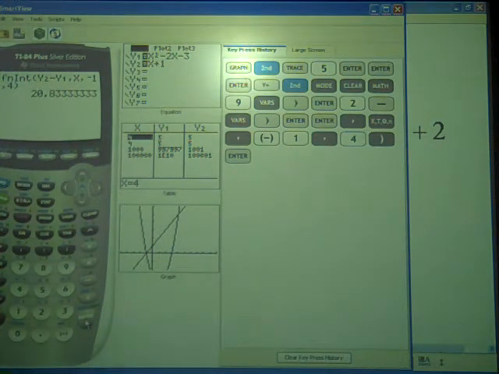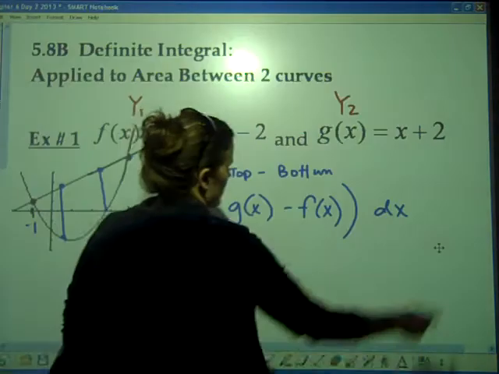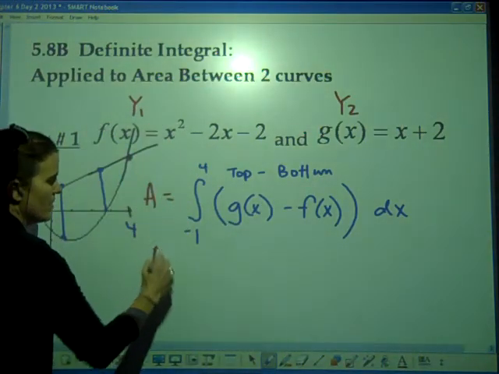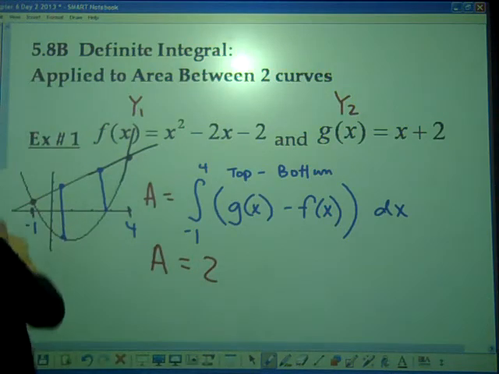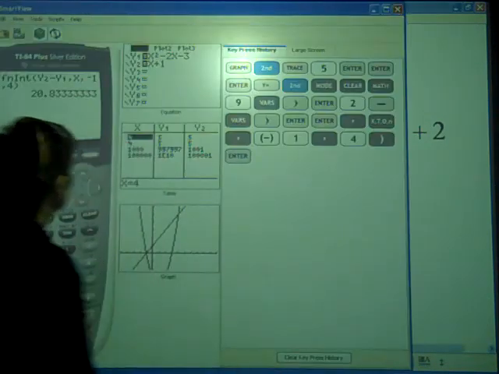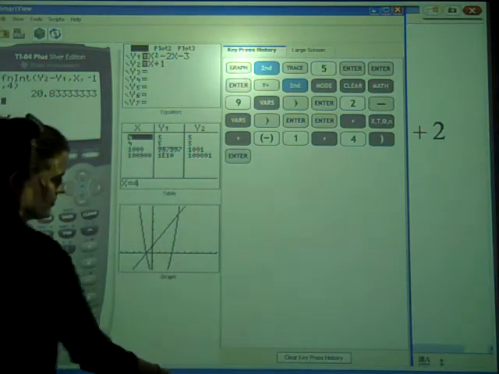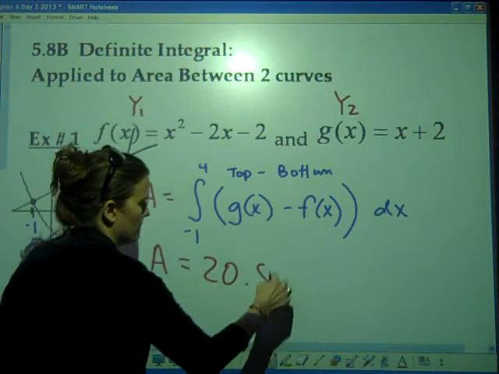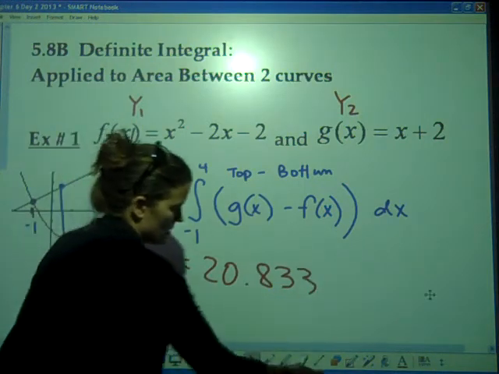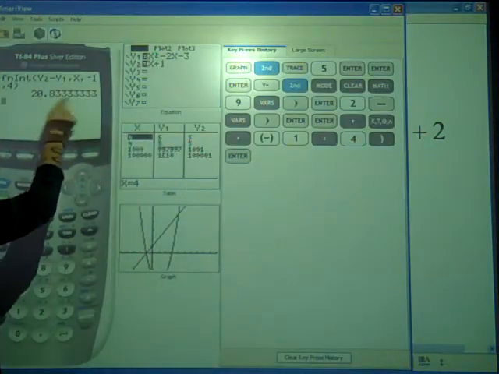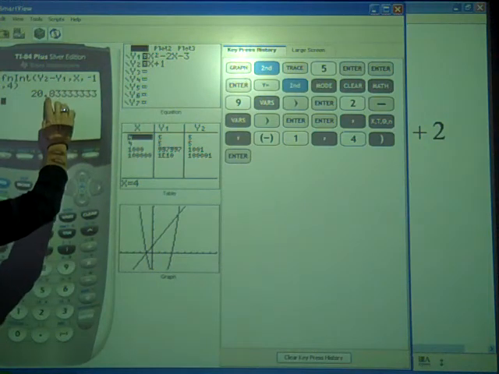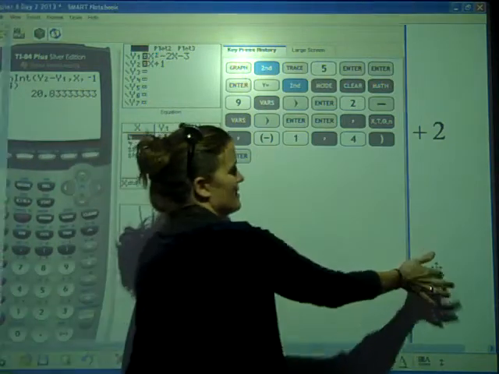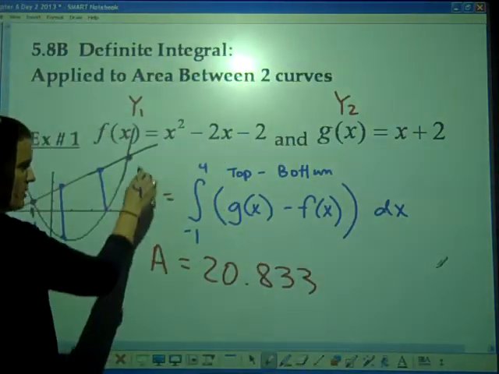Okay? So 20.833 is the final answer. And if we talk about the area of this, we can say the area equals, what did it just say? 20.833. And remember on the AP test, it's either truncated or rounded. So they would accept 20.833 or 20.833 since rounded or truncated is the same. So that would be the only acceptable answer.